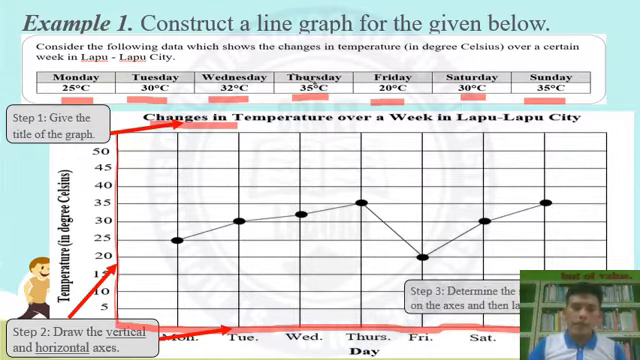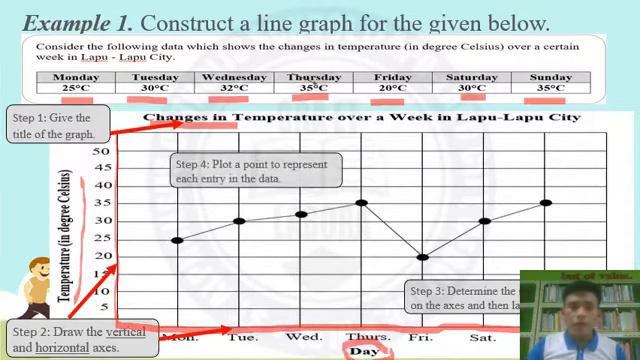Step 3, we need to determine the scale of each axis. So our y-axis will be the temperature, that will be our frequency. And our x-axis is the day, which is Monday up to Sunday.